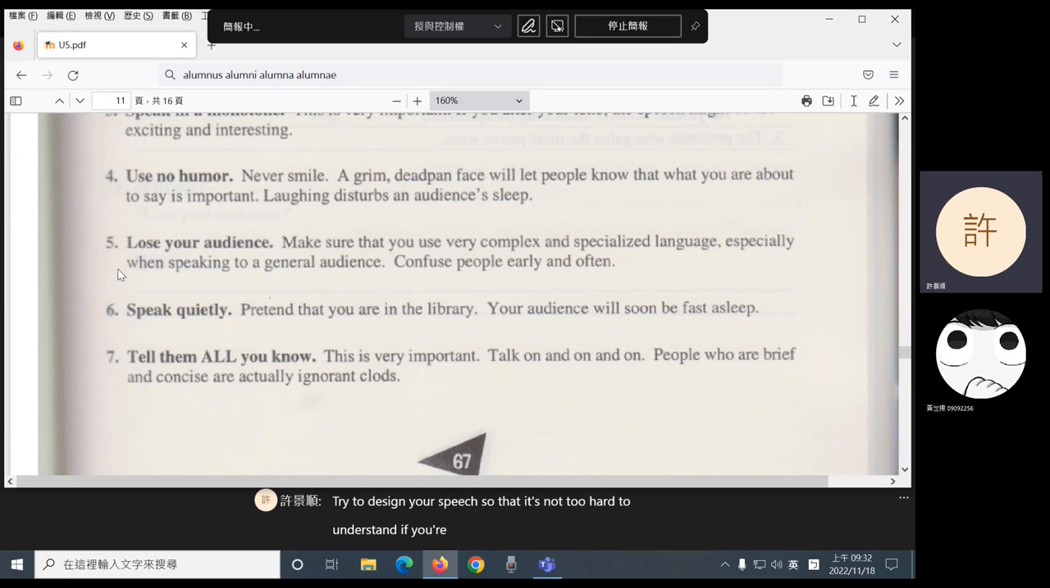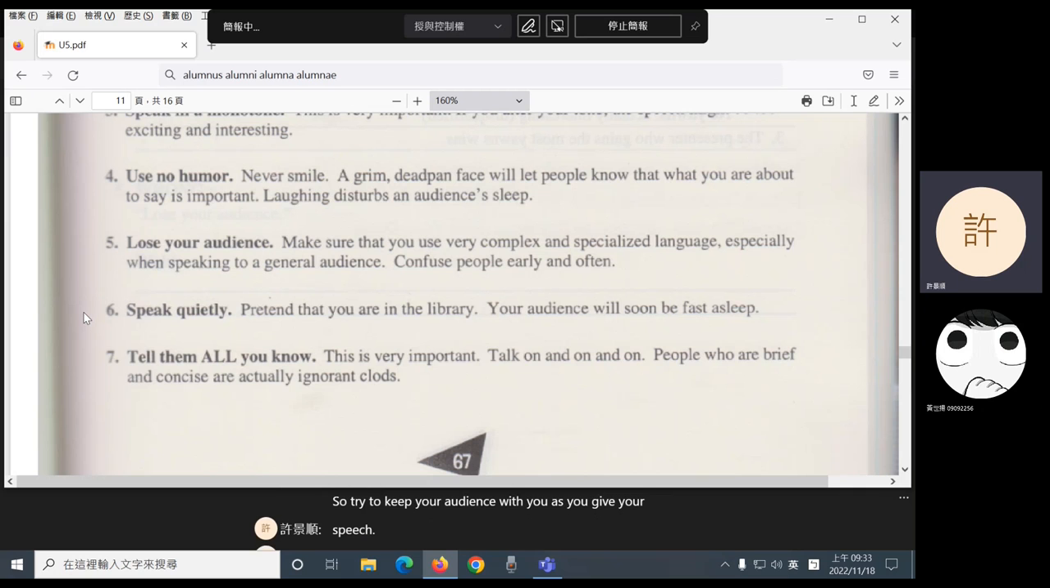If you're trying to teach your audience something, try to make sure that your audience understands the first thing before you move on to the second thing, and that they understand the second thing before you move on to the third thing. If you go too fast, your audience will not be able to keep up, and at a certain point, they will give up and they will stop paying attention. So try to keep your audience with you as you give your speech.